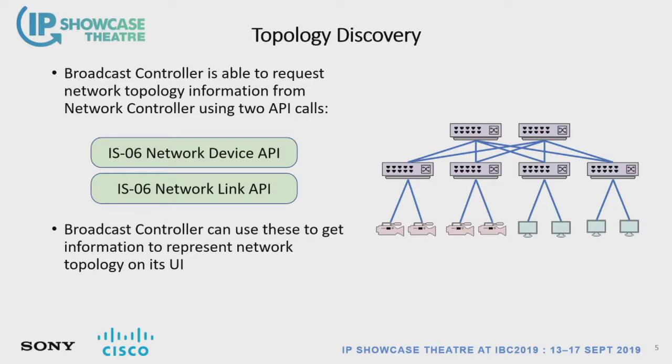First of all, topology discovery. So on a broadcast controller, we may want to have a nice broadcast-friendly view of what's going on in the network, the switch topology, all the end devices that are attached to that switch. And using IS-06, you can get that information from the network controller using two of the API calls, the network device API call and the network link API call. And we've actually got a demo of us using this on the Sony stand where we're querying the network controller from a switch to be able to get that topology view using IS-06. So that's available today.